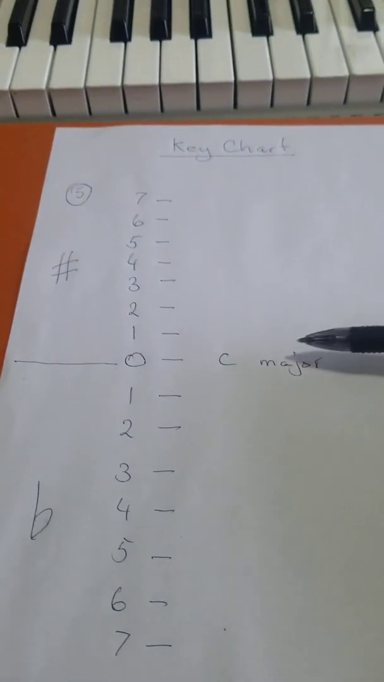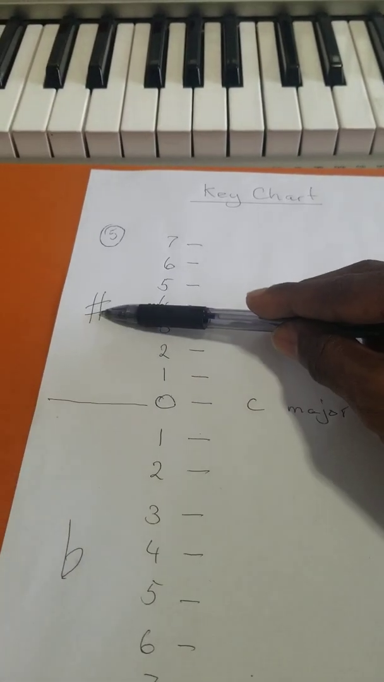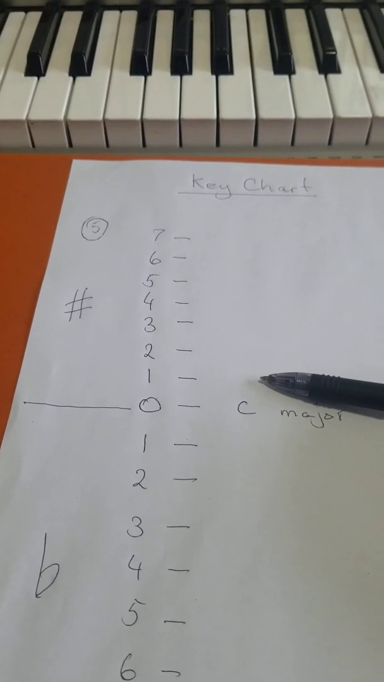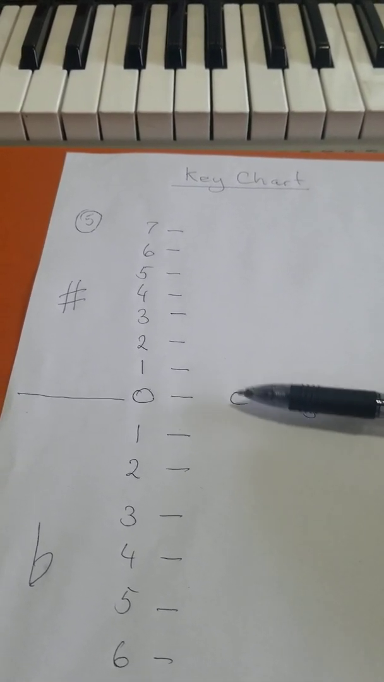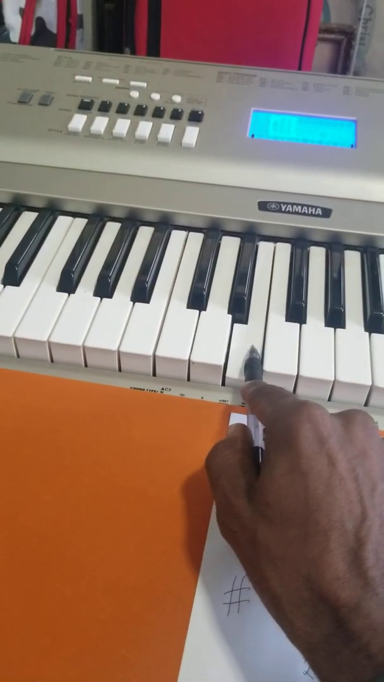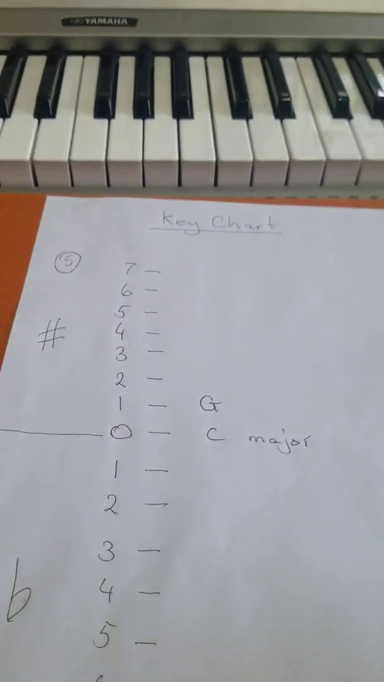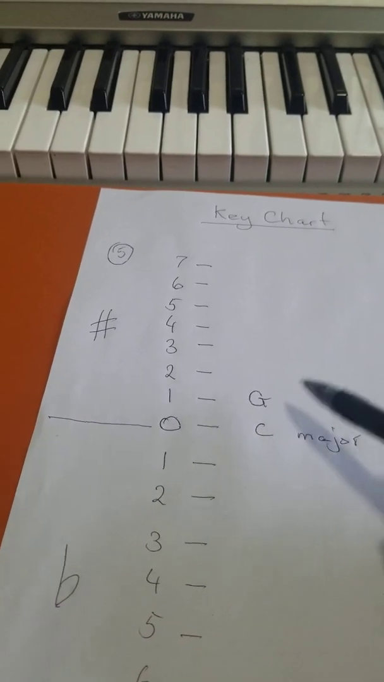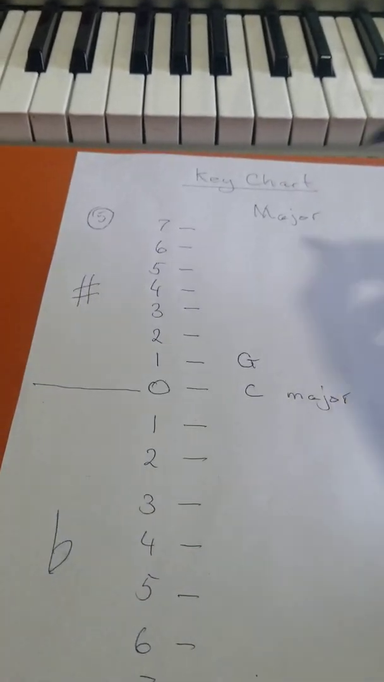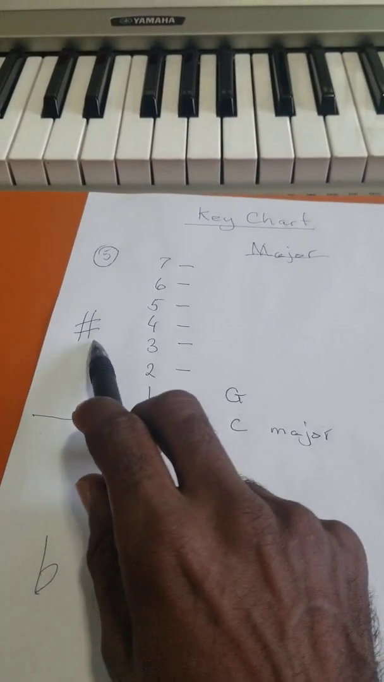What does that mean? In our musical alphabet, sharps means up. So we are going to go up 5 letters in the musical alphabet to find out what is the next key. So up 5 letters from C is C, D, E, F, G. All right. So what we're saying there is G major. And what we should do is indicate that we're talking about major keys. G major has 1 sharp.